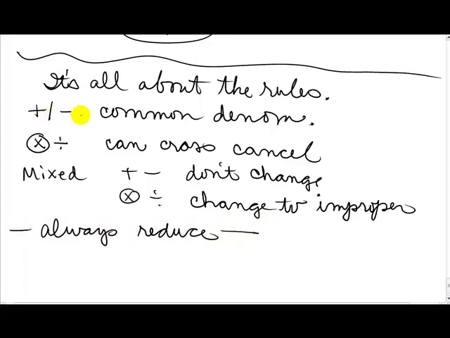I find the biggest mistakes happen here. People want to get a common denominator when they're multiplying, or they want to cross cancel when they're adding or subtracting. So if you'll keep these straight, then you'll probably have less problems. The other problem runs into when we're making our equal fractions. So just be careful. The bottom changes, so does the top.